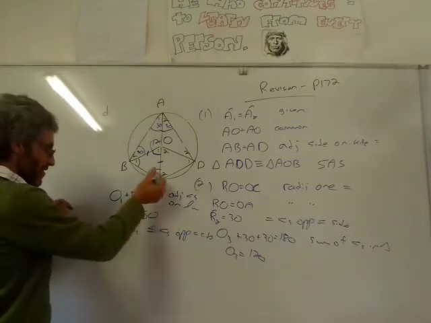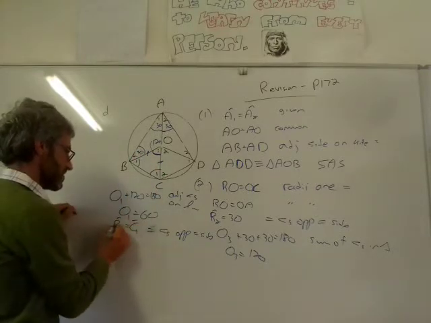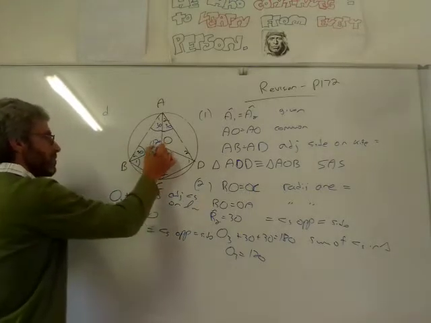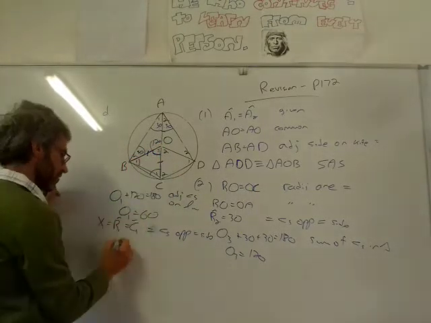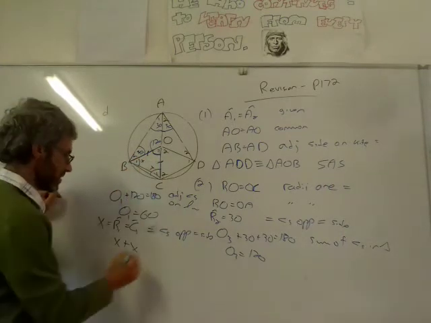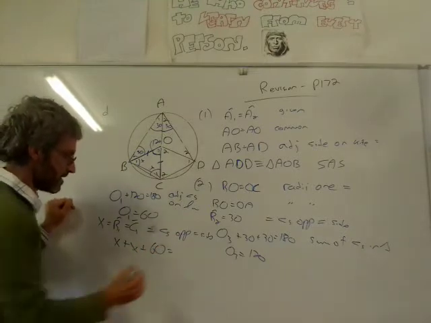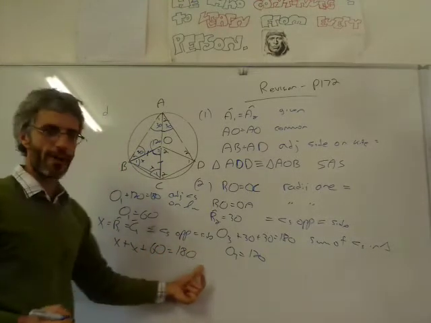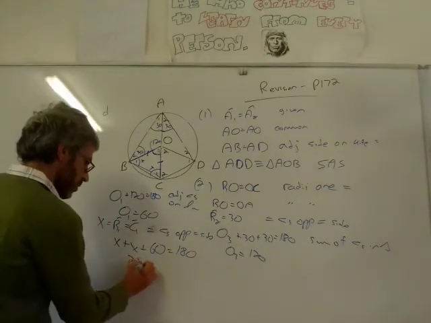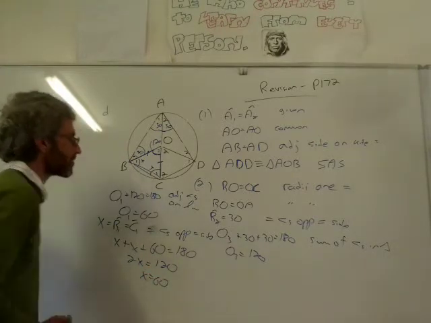So if these are equal, let's just call them x. Now I can write an equation for the angles in this triangle. I'm going to write x plus x, because each one of them is x, plus 60, and that has to be equal to 180. I don't have enough space here, but you know the reason: sum of angles in a triangle. So 2x equals 120. X equals 60.